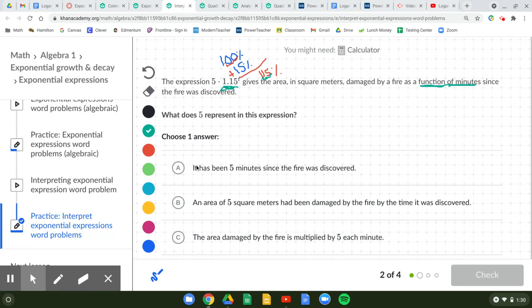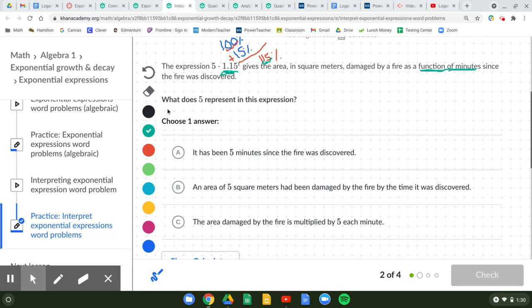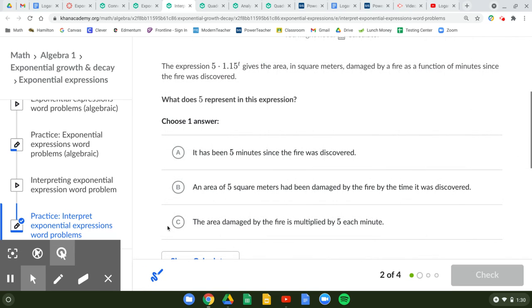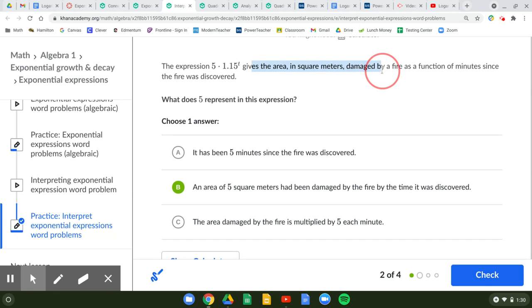So this equation right here has, again, 2 main parts. The beginning amount. What does 5 represent? 5 is the amount of area that we have when we start out. It is the starting amount, and it gives the area in square meters damaged by fire as a function of minutes. So this is what's happening over and over again. It's growing by 15% repeatedly, and this is the starting amount. So that's the amount of area that we started out with.